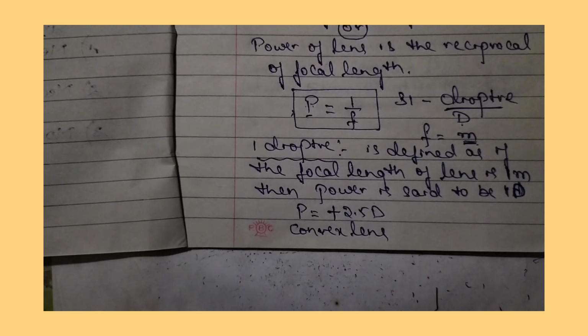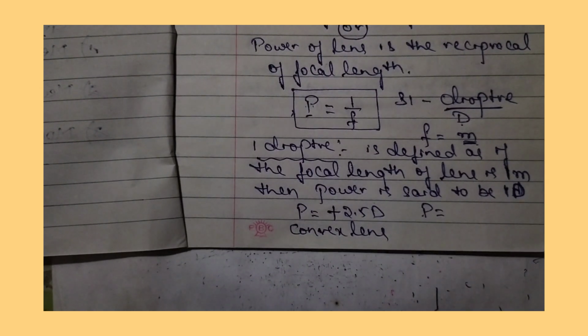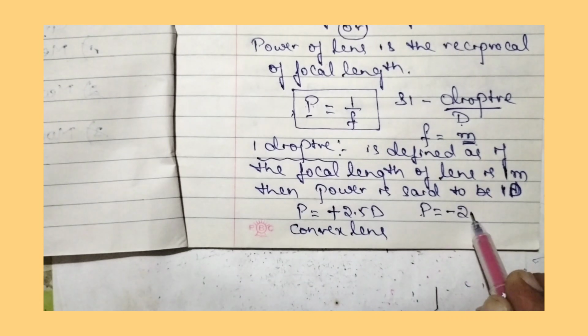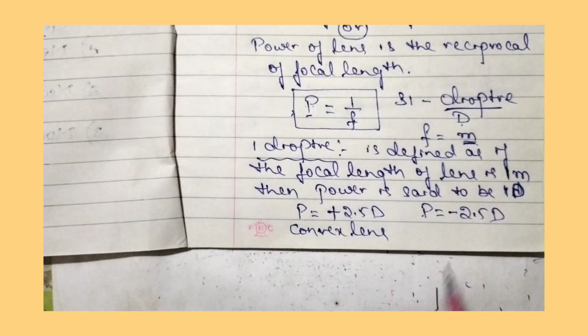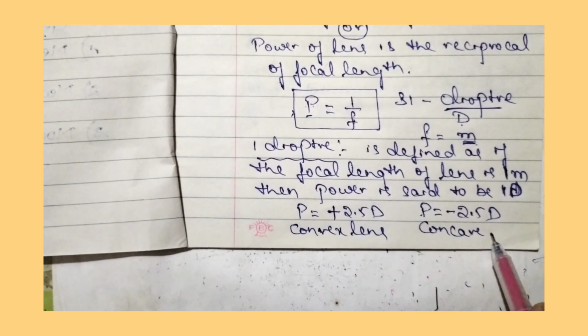So for convex lens the power is positive. Suppose the power we got is minus 2.5 diopter, then definitely it will be a concave lens.